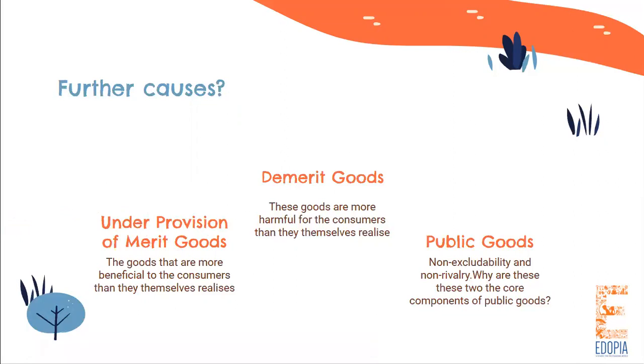Similarly, demerit goods also create the negative externalities. These are more harmful for you, for the consumers, than they themselves realize. For example, use of drugs or cigarettes, or anything that creates the negative impact on the society.